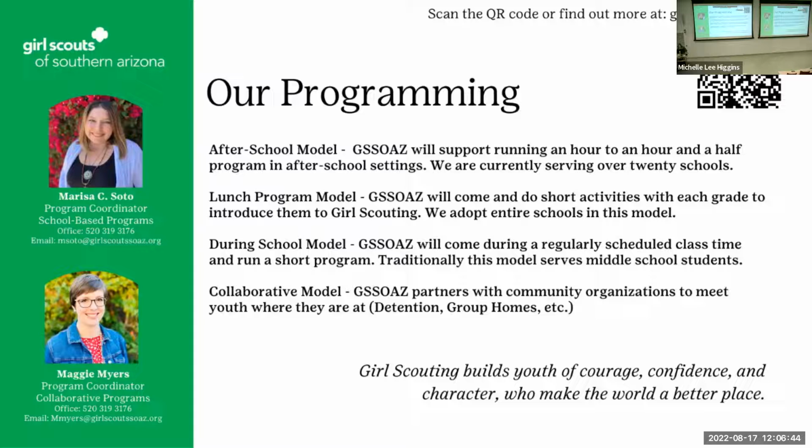Hi, I'm Marissa with the Girl Scouts of Southern Arizona. We work in our staff-supported program. This is Maggie, my counterpart. So I work mainly with our schools doing school-based programming. We do after-school programming and lunch programming during the day to meet the youth where they are at, where it might not be accessible to them otherwise. It's more accessible when we're able to meet them in the school setting. Maggie works with our collaboration models.